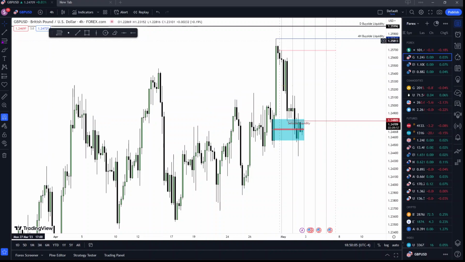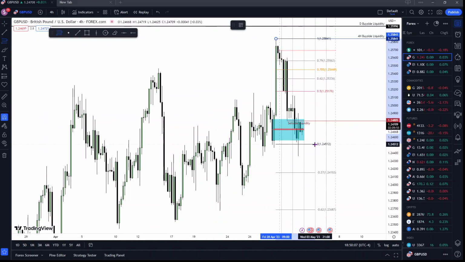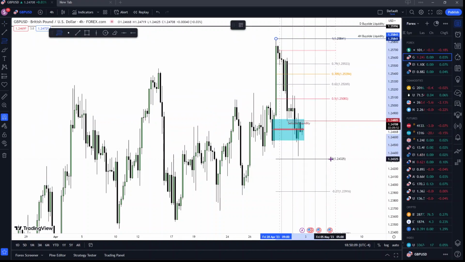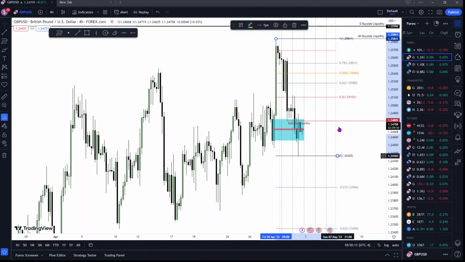I will look at the entire range and we can see where premium rests. Obviously above 50% is premium. We have a nice fair value gap here, so I'm going to mark that out as a potential target.